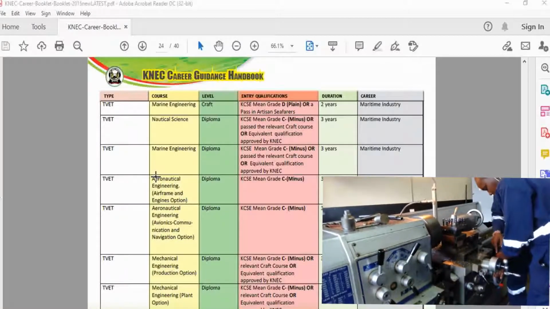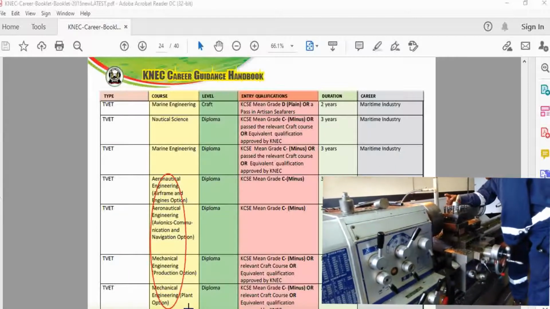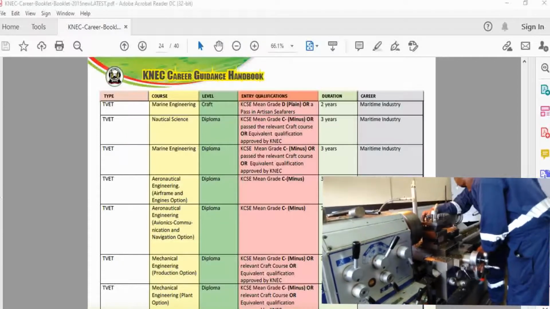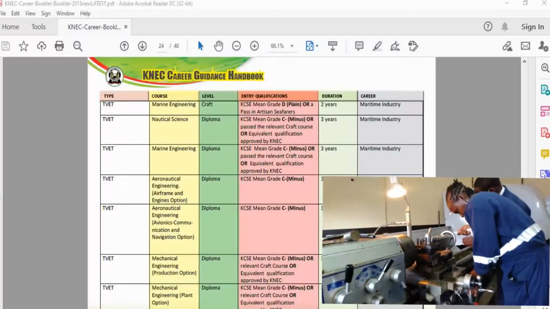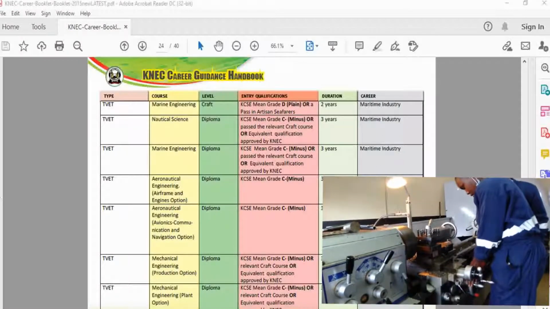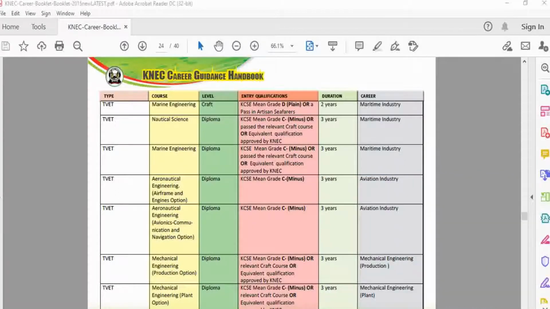For courses in mechanical engineering, they are further elaborated here. There is aeronautical engineering, airframe and engine options. We discussed that in my earlier video. There is a diploma in mechanical engineering production option. There is also a diploma in mechanical engineering plant option. I've done a video specifically for these courses.